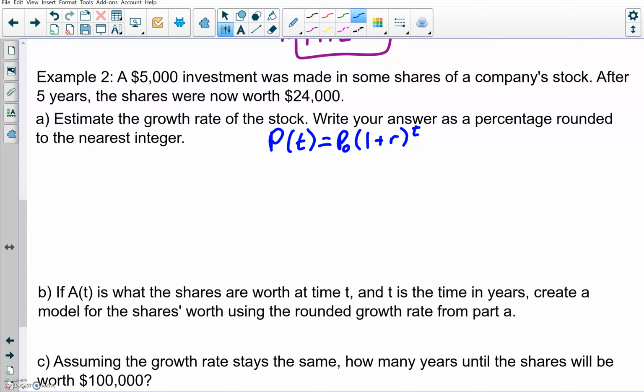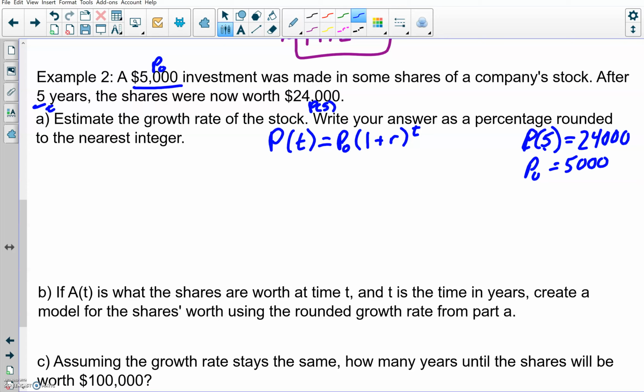And then what do we have? Well, 5 years is t, so I know t is 5 years. And really, more importantly, P of 5 is 24,000. They tell me an amount after 5 years. And then a $5,000 investment, that's going to be your P naught. So here's a t value, here's a P of 5, and we got the P naught being 5,000. And I need to know the growth rate. I don't know the rate.